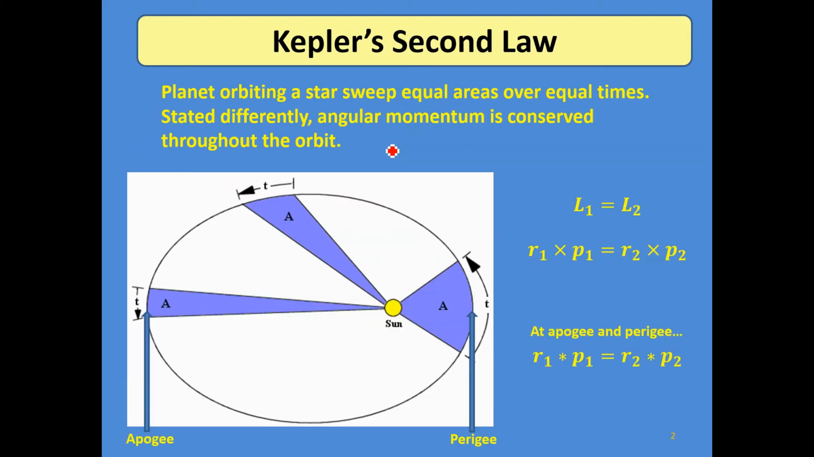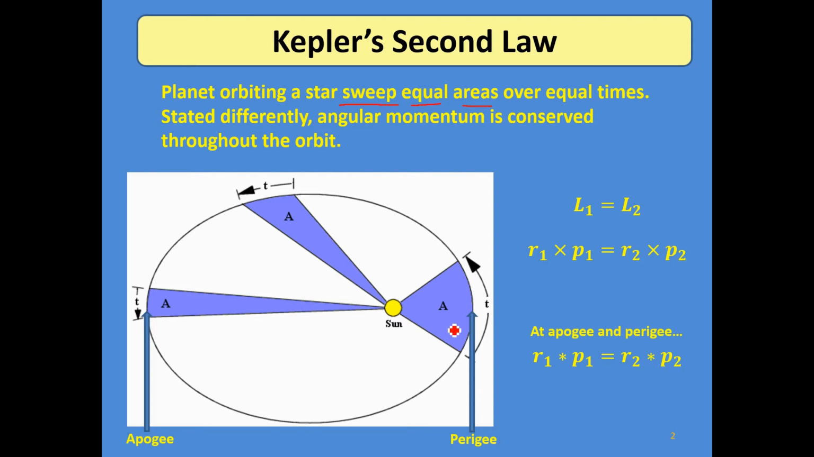Okay, Kepler's second law. When he came up with this law, it's a little bit before some of the orbital mechanics were fully understood. I believe it was before Newton had finalized his universal law of gravitation, etc. So it's kind of wacky. But basically, what he said was that if we have a satellite or a planet that's orbiting a star, it will sweep equal areas over equal times.